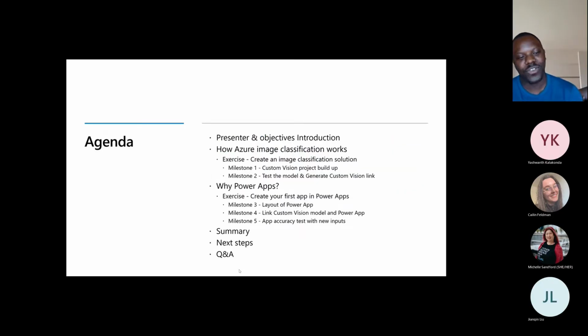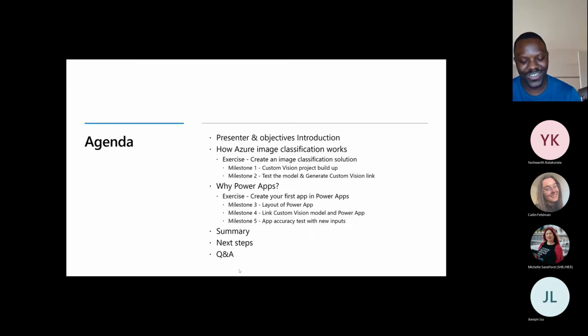And so just a rough agenda of what we'd be doing. I'd start off with the objectives and introduction, in terms of introducing the context of where we're going to apply our image classification. And then later on, I'll give an overview of image classification and how it works, building the Custom Vision project, building a model, and then evaluating how it works. Then we will connect that to Power Apps, and for those who may be unfamiliar with Power Apps, we can go through the layout of Power Apps and how to build a basic app, which is what we're going to do.